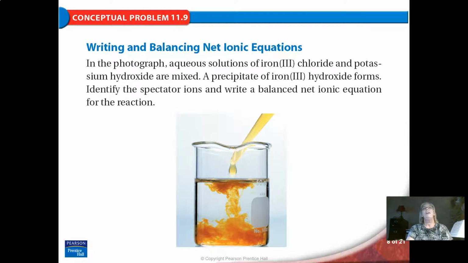So here's an example. We have iron 3 chloride in water and potassium hydroxide. They're mixed together and they form a precipitate. This is your product solid right there that you're seeing, this orange stuff. That's the precipitate.